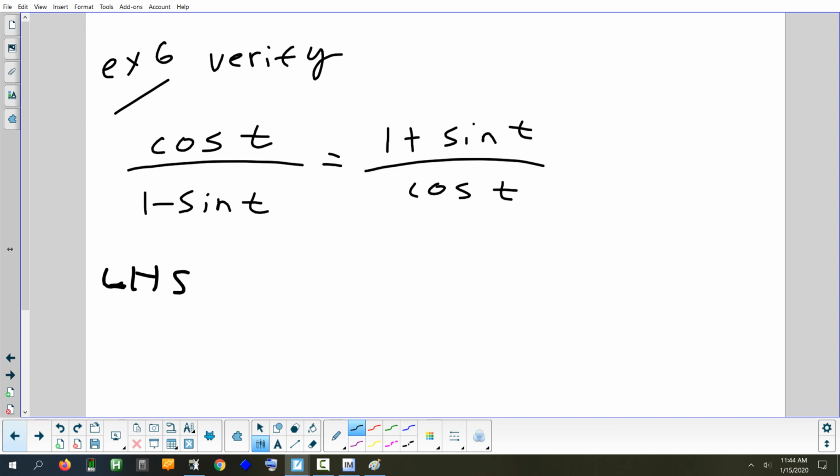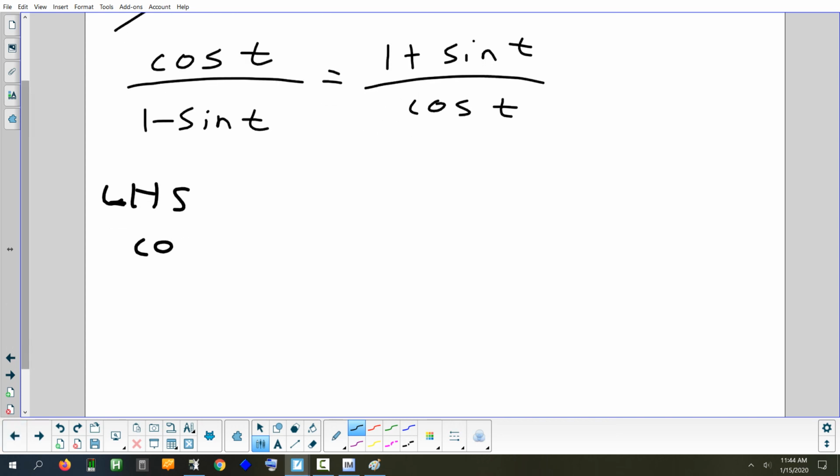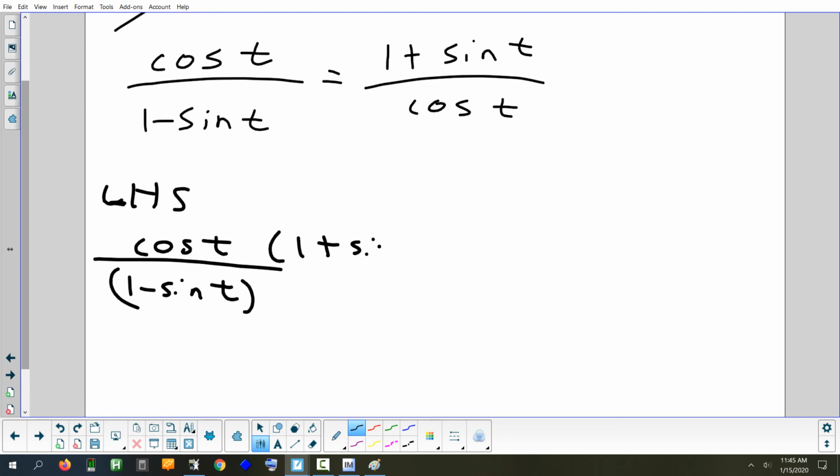So the only trick we have left is to try the conjugate. Sometimes the conjugate's in the bottom, sometimes it's in the top. This one, it's in the bottom. What's the conjugate of 1 minus sine? Plus sine. So go like this and write 1 plus sine. Notice they're using t now for the variable. It doesn't matter.